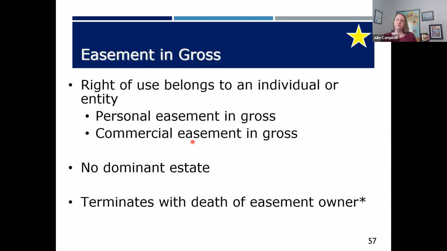Gotcha. Thank you. With an easement in gross, there is no dominant easement. There's nobody doing the using. The only one involved is the owner who is being used. The entity is doing the using.